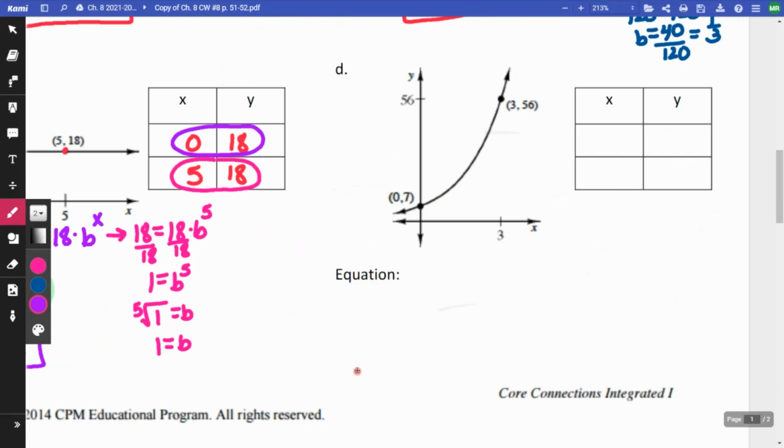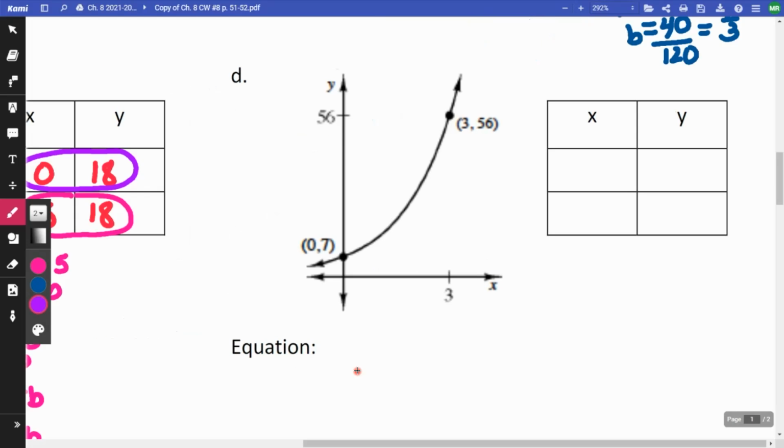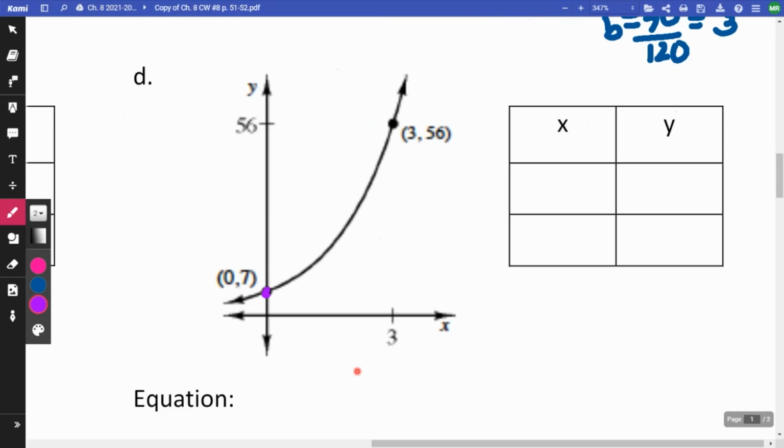Okay, on D, I've got a point right here at 0, 7.